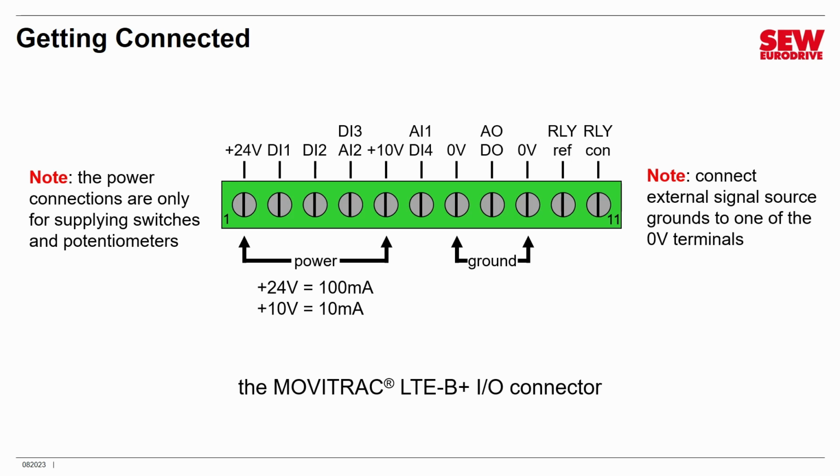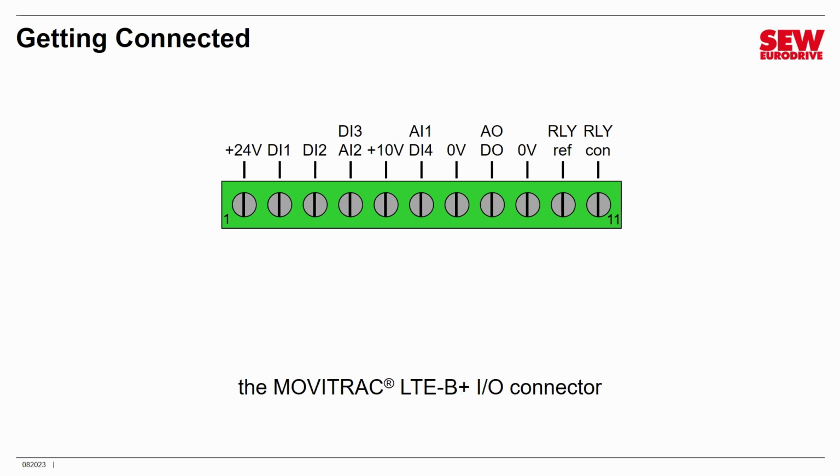A second note here, if you're going to use some kind of external signal source, for example, digital outputs from a PLC, you'll need to connect that source as ground to one of the 0-volt terminals so everything's at the same ground reference. And if you're going to use some kind of external power supply that needs to be referenced, connect it up to the ground connection. Either of the 0-volt terminals will do. All right, let's talk about the actual signals now. Our first two signals are called DI1 and DI2. These are digital inputs, so they look for on-off signals.